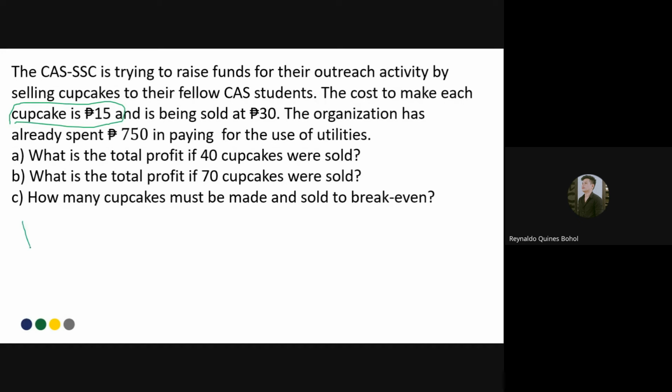15 pesos. So when you produce one, that is the variable cost. Okay? So at B, it's 15 pesos. Now, when you sell it, they sell it at 30 pesos. That's the small letter P. Small letter P is the revenue. The revenue is 30 pesos, or small letter P because it's the price per unit. Their price, each one, is 30 pesos.